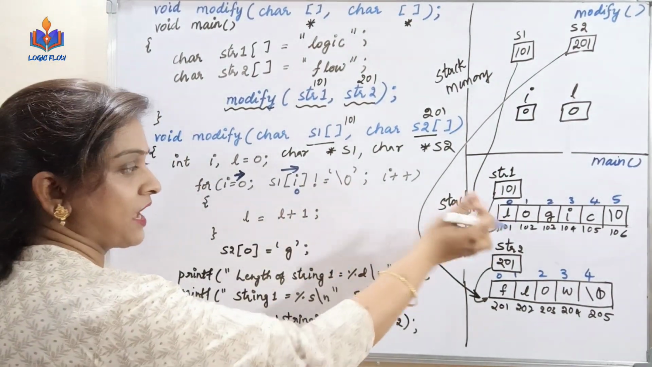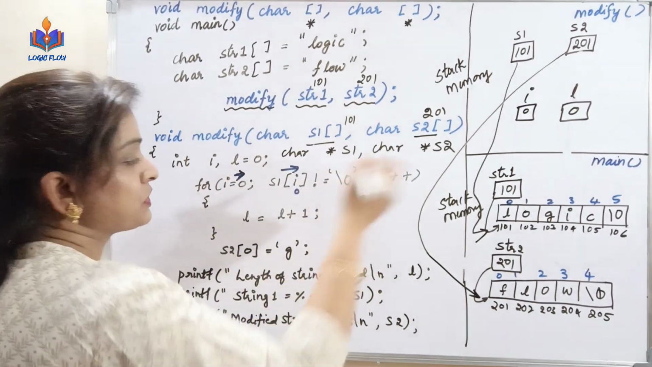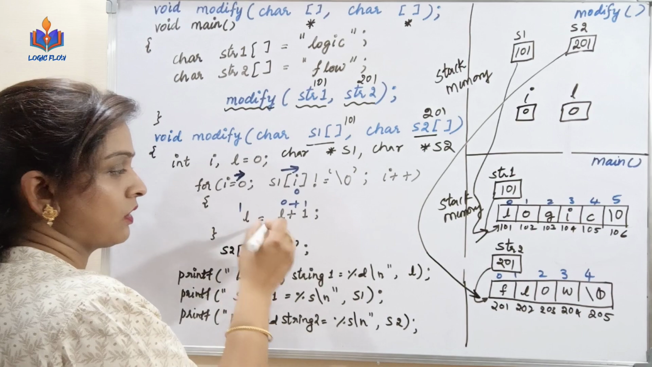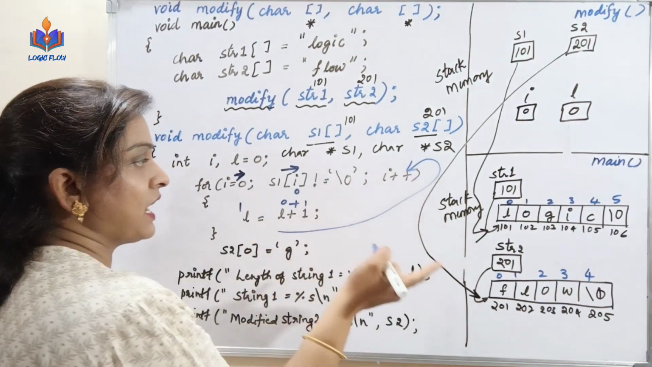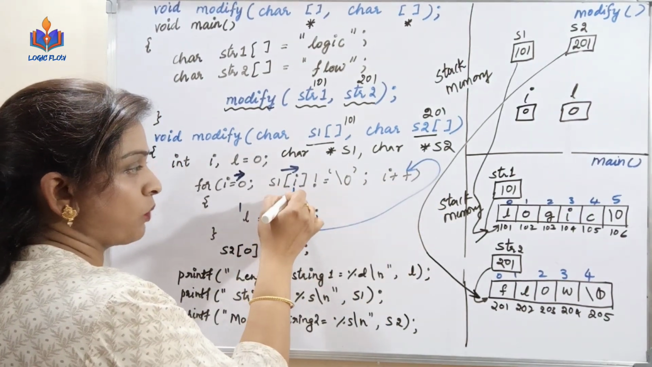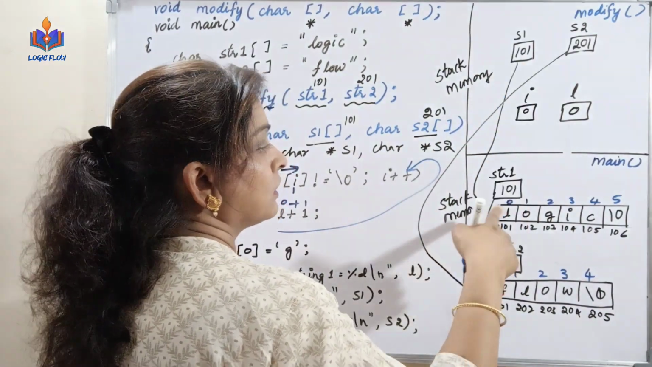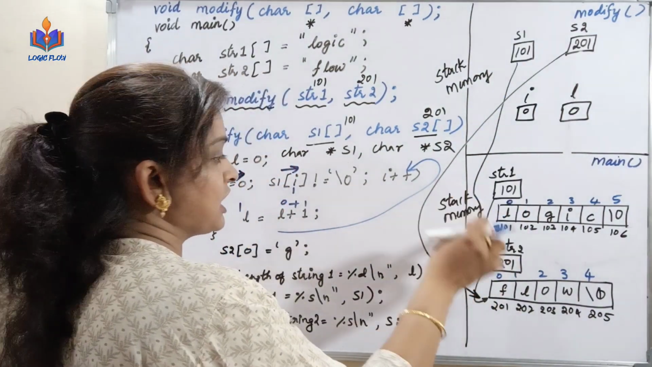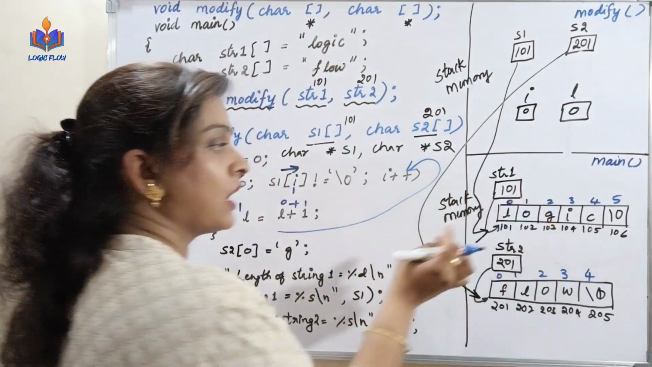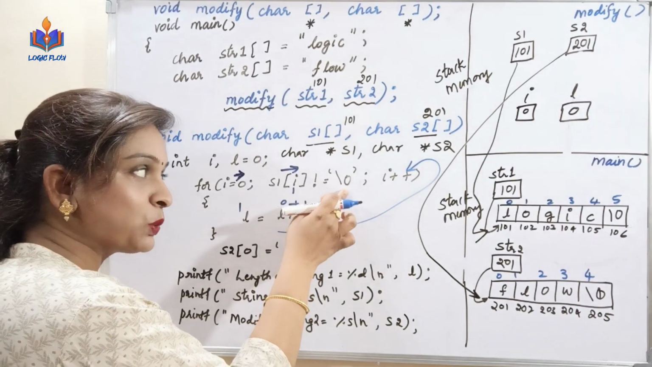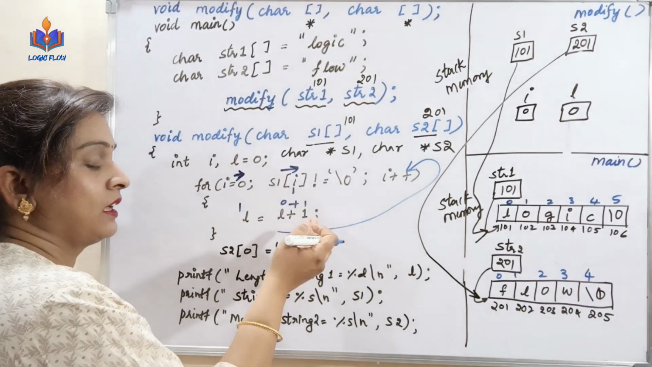It has a character. So I say length equal to length plus 1. So it is 0 plus 1, it is 1. Okay. Then i plus plus, i gets increased. i becomes 1. Then again S1 pointing to 101. Now I say S1 of subscript 1, so it has O. Yes, it is not equal to null. Condition true. Again increase the value of length.